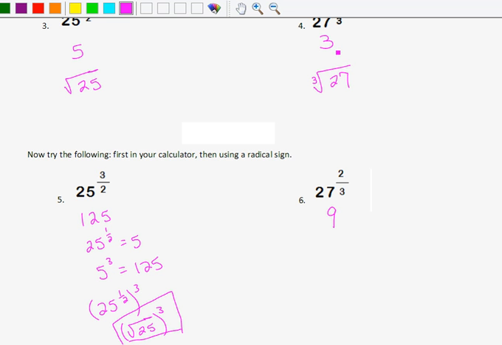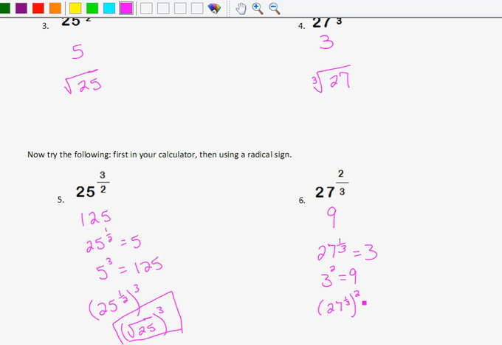Well, again, up here, we know 27 to the 1/3 equals 3. We also know 3 squared equals 9. So what we did was we took 27 to the 1/3 and then we took that value and squared it. Does that make sense? Power to a power: 1/3 times 2 is 2/3.